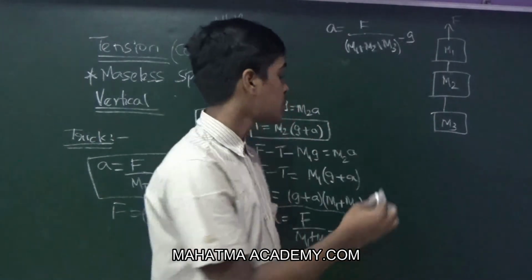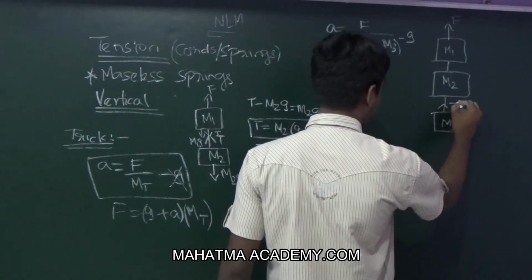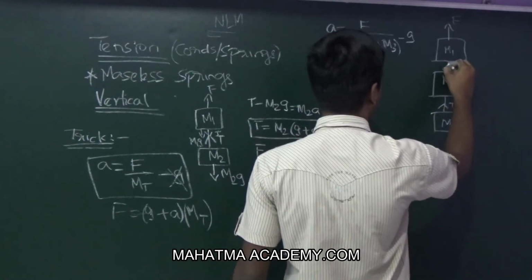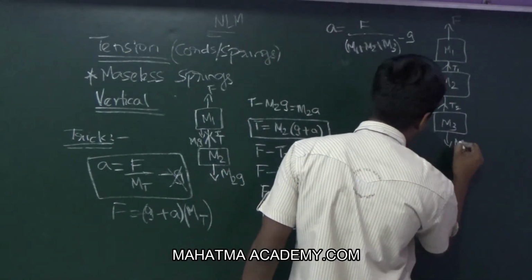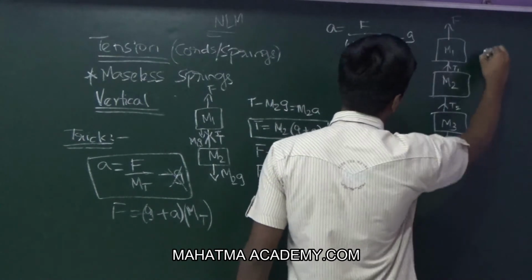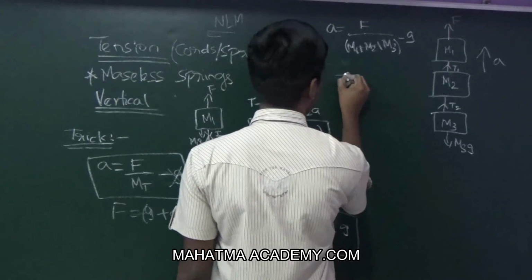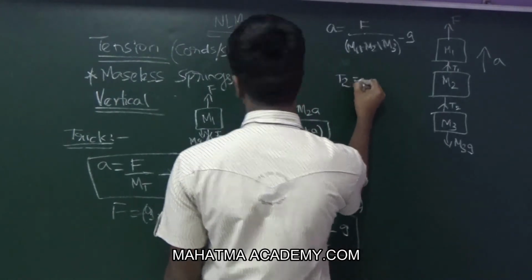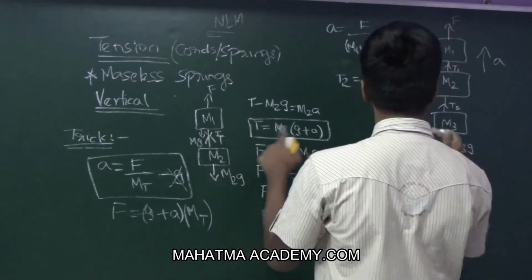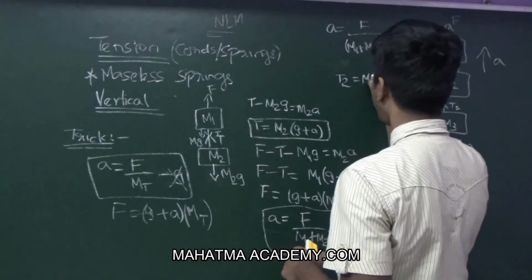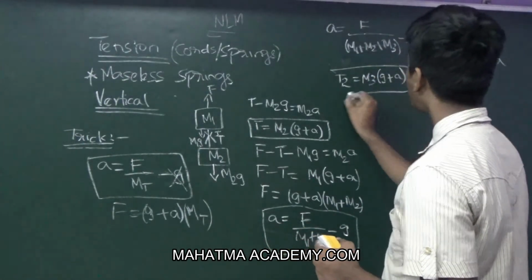Now for this case, here it is T2 and here it is T1. Now here M3G will occur, and it is going upwards. So the tension T2 is equal to M3 into (G plus A). We got the tension T2.